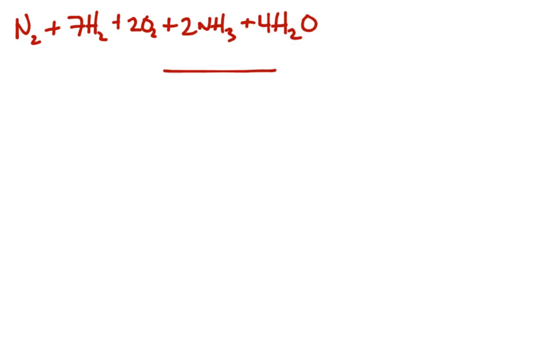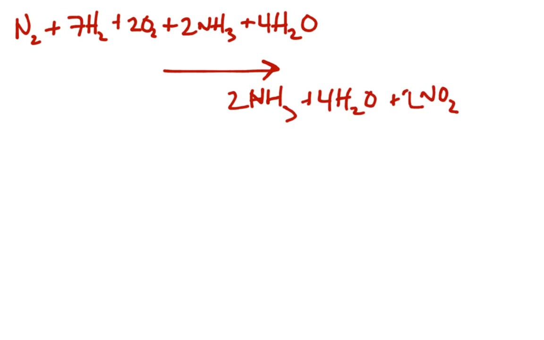And we had N2 plus a total of 7 H2s plus a total of 2 O2s plus 2 NH3 plus 4 H2O. That was all on the reactant side. And on the product side, I'm going to just draw it like that. We have 2 NH3 plus 4 H2O plus 2 NO2 plus 7 H2. So that should be what we have on the other side.